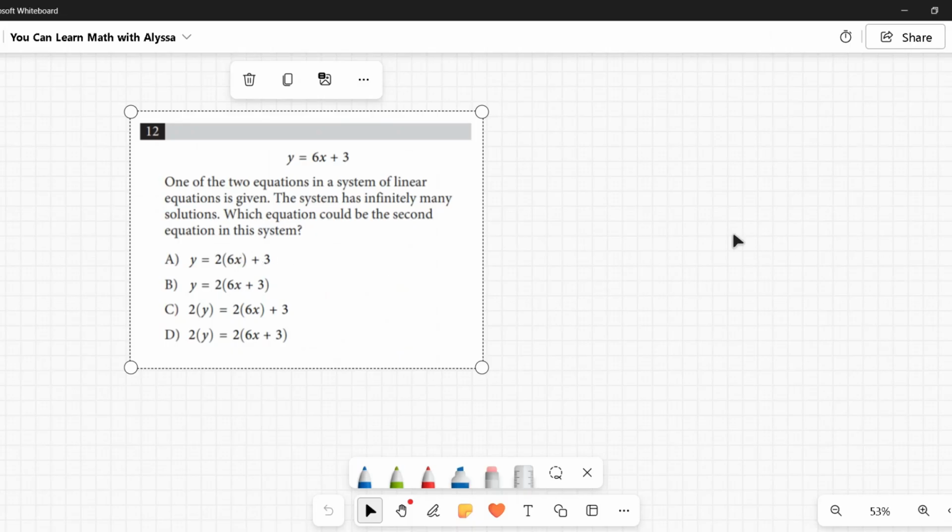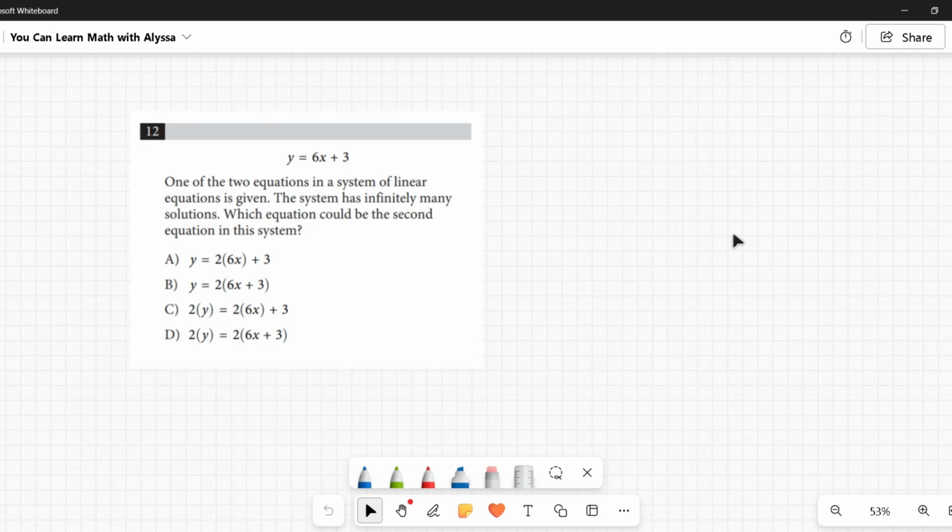Number 12. y equals 6x plus 3. One of the two equations in a system of linear equations is given. The system has infinitely many solutions. Which equation could be the second equation in this system?